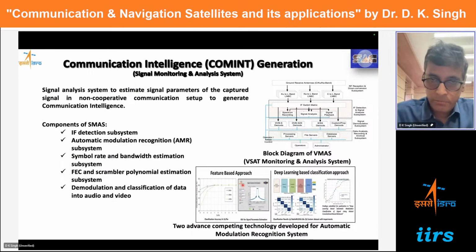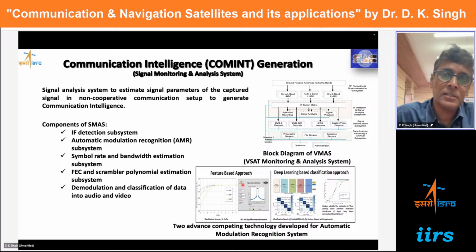Now, there is one more application, communication intelligence. Let us say you want to understand what communication is going on over your land, or in the adjacent geography. We can pick up the signal from space, decode it and forward it to the proper user who can utilize it for intelligence and surveillance. So this is a defense application where we are trying to capture the signals of different communication systems emitting from various geographies.